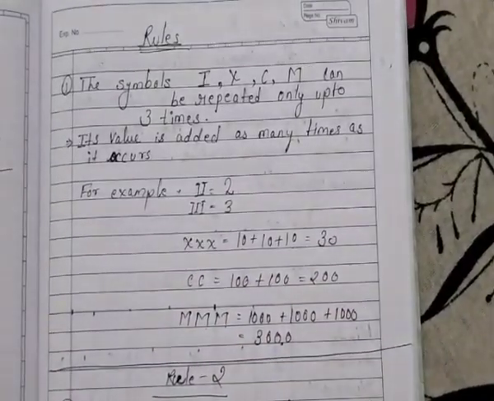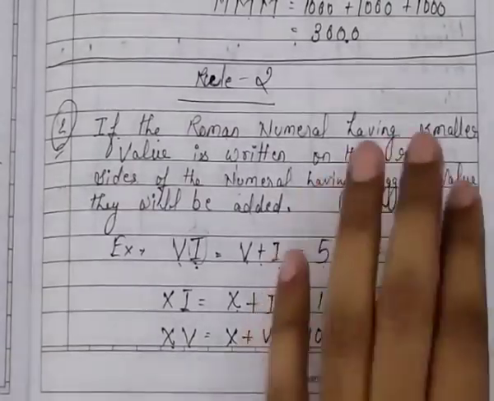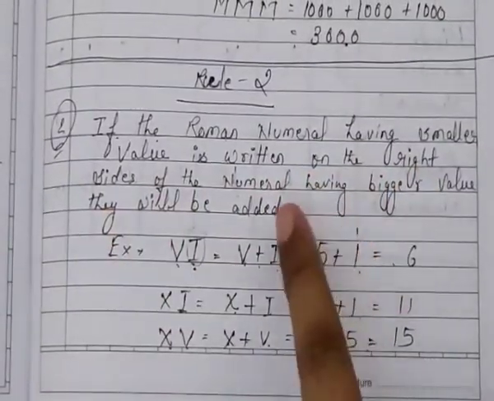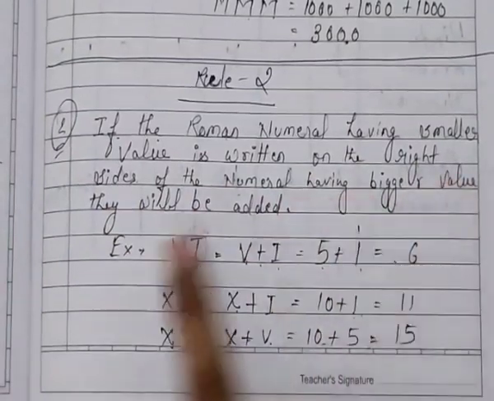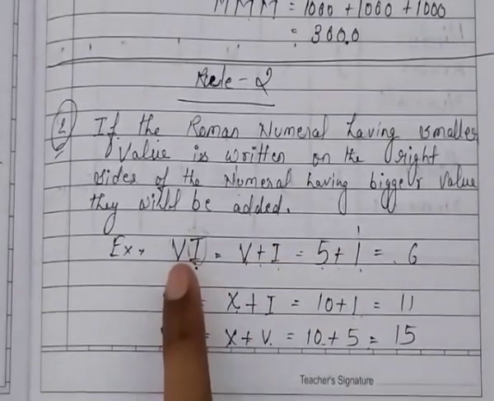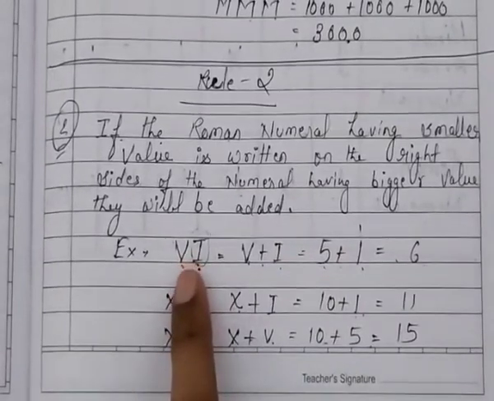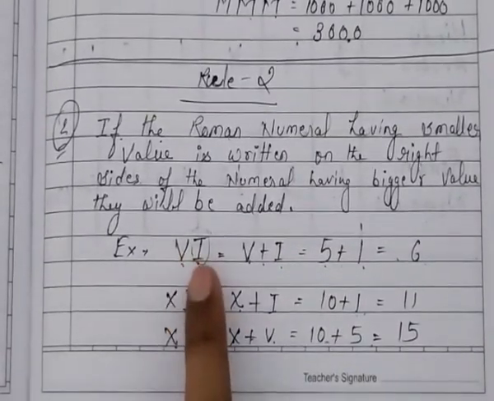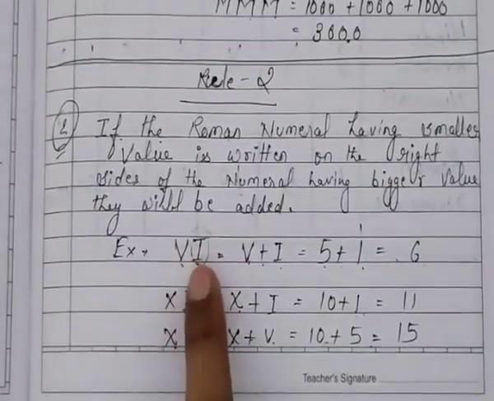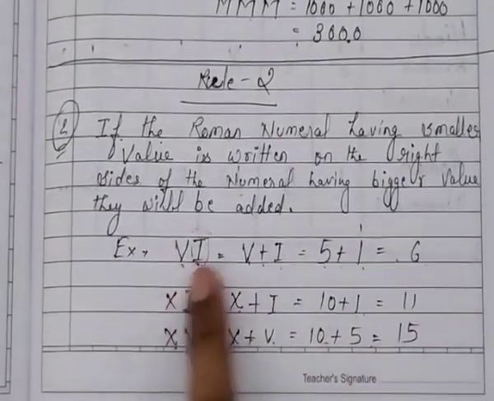Now let's come to rule number 2. If the Roman numeral having a smaller value is written on the right side of the Roman numeral having a bigger value, they will be added. Like V and I: V means 5 and I means 1. V is the bigger Roman numeral and I is the smaller. If the smaller one is written on the right side of the bigger one, they will be added.